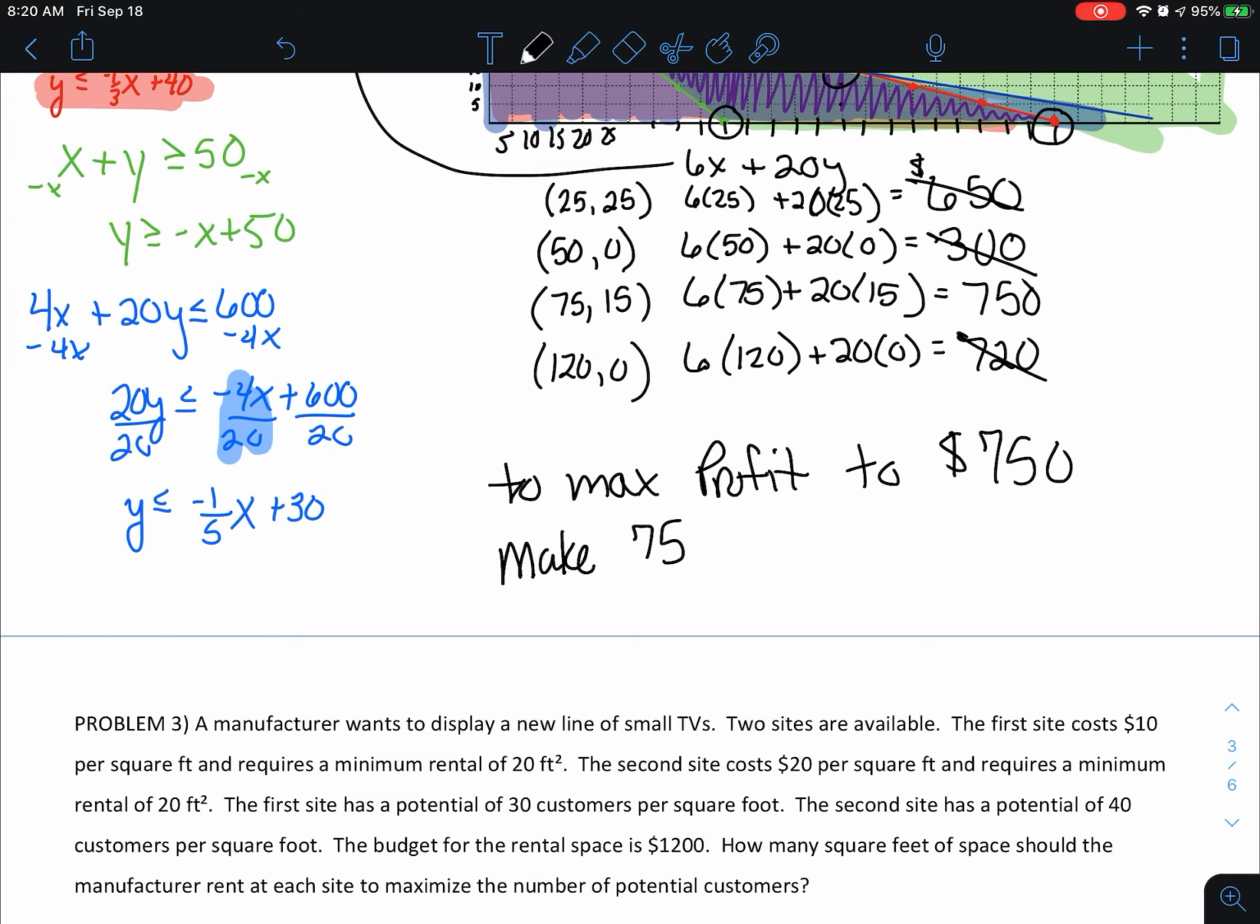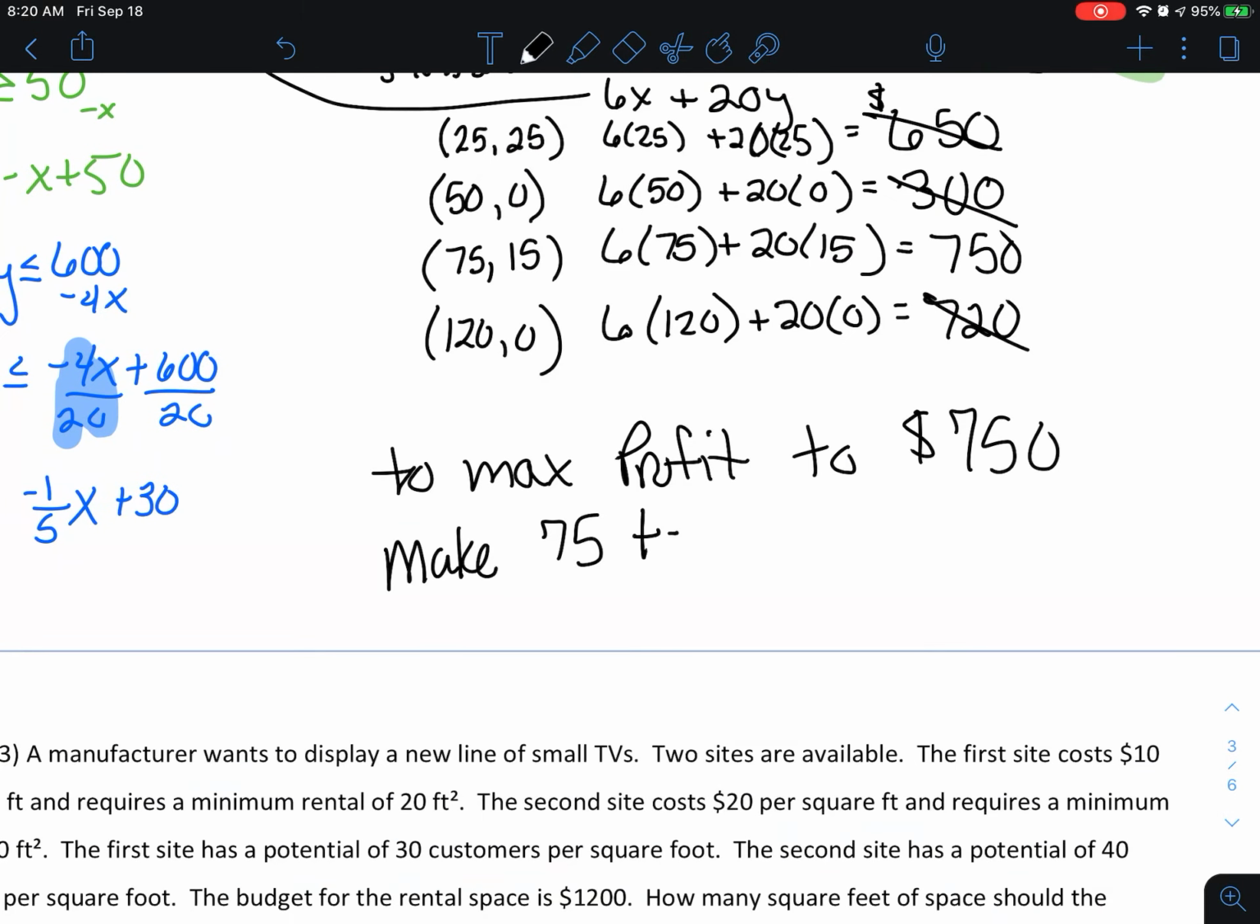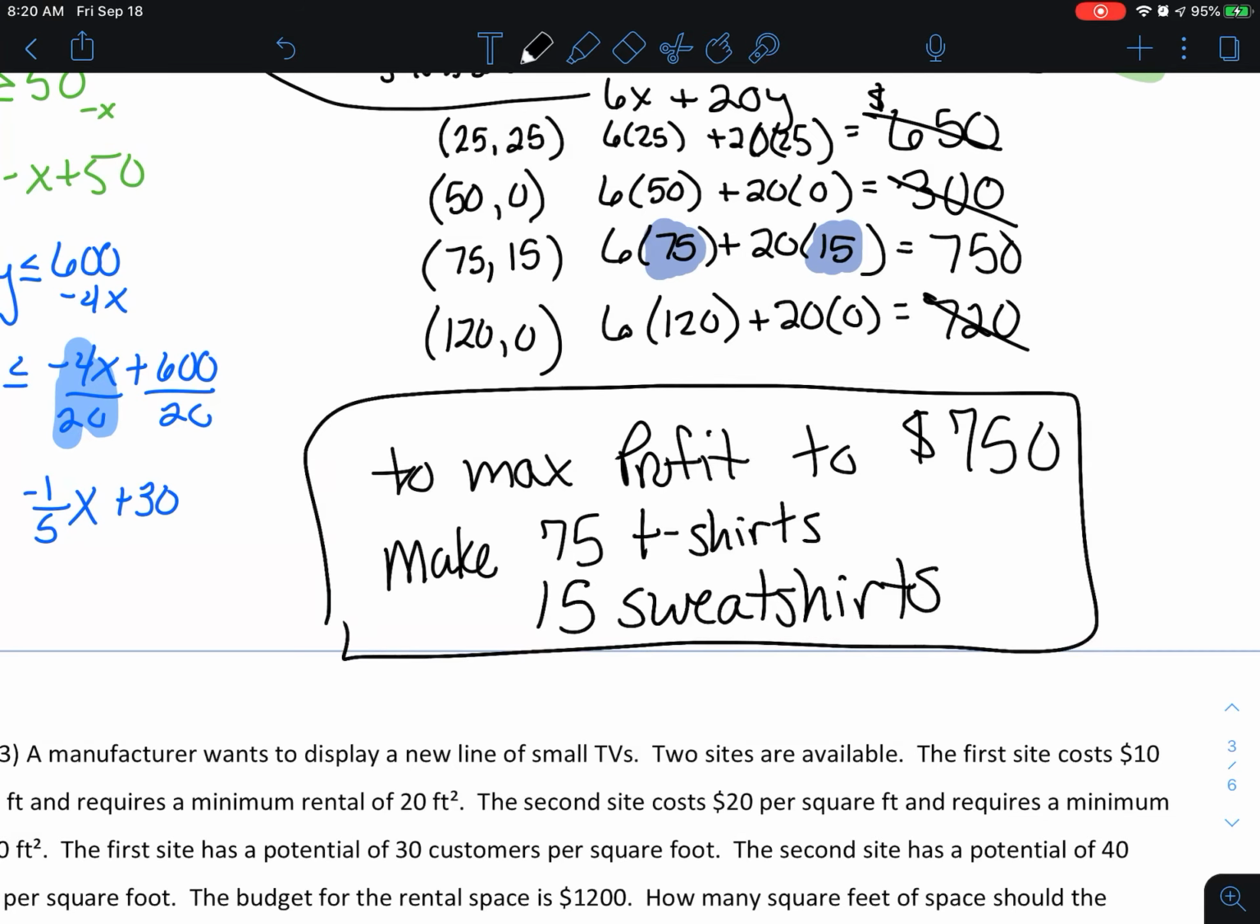75 for x. What were our x's? T-shirts. And so 75, and you're like, where are you finding that? Right here. 75 t-shirts, 15 sweatshirts. And that is your final answer. That was exciting.